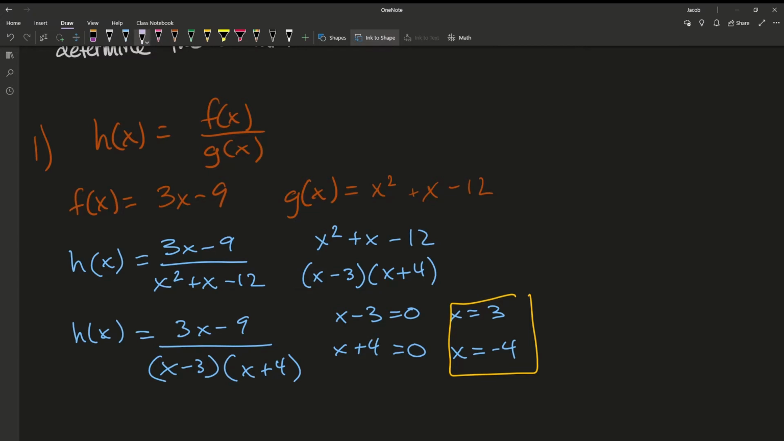So our domain would be negative infinity to negative 4, union negative 4, not inclusive, to 3, union 3 to infinity. So I'm using interval notation. These U shapes bind every interval together, but exclude negative 4 and 3. And this is how you'll see the answers written in quizzes as well.